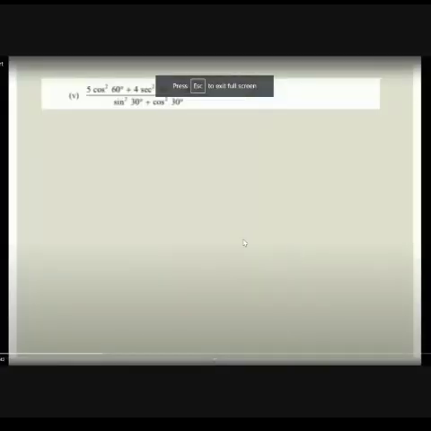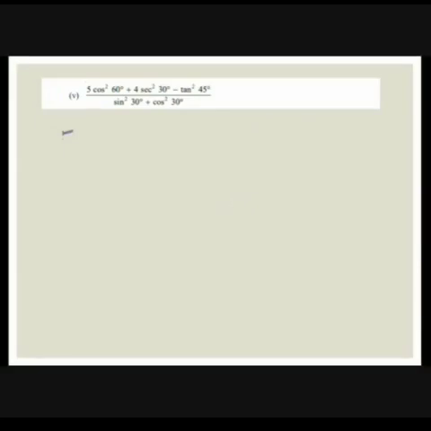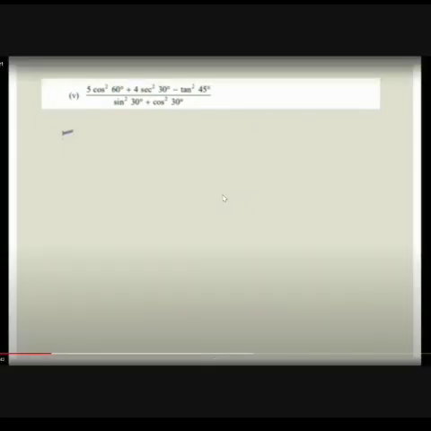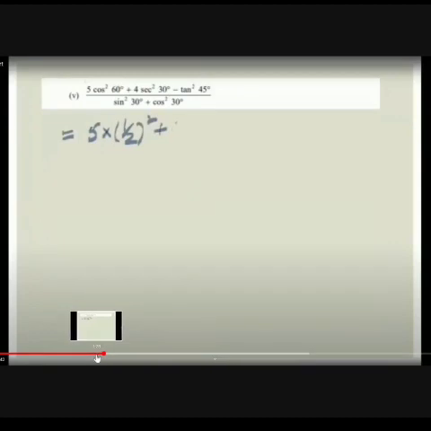We need to evaluate 5 cos square 60 degrees plus 4 sec square 30 degrees minus tan square 45 degrees upon sin square 30 degrees plus cos square 30 degrees. Let us put the values and see. See here, I have cos 30, which is written. I have used the reciprocal of root 3 by 2, so it is 2 by root 3.